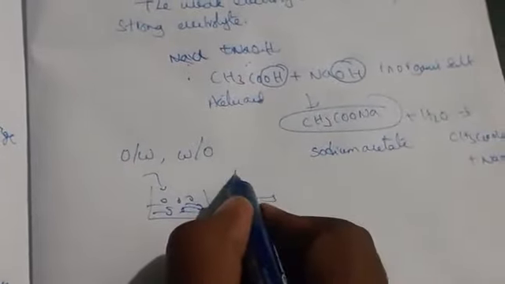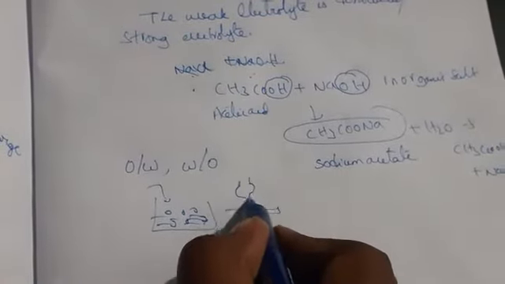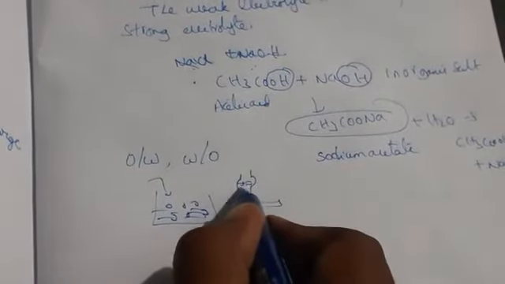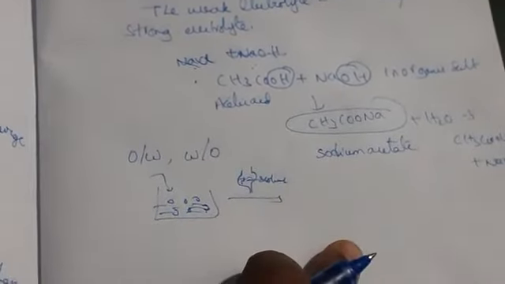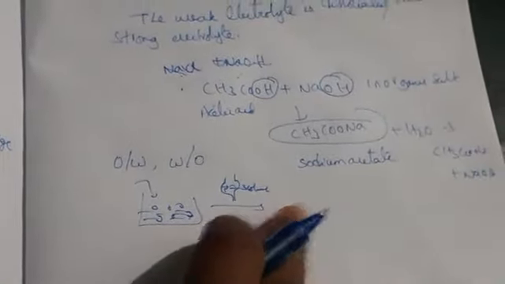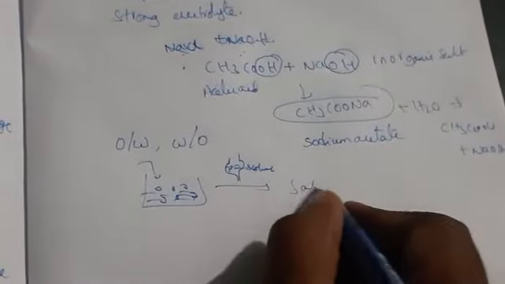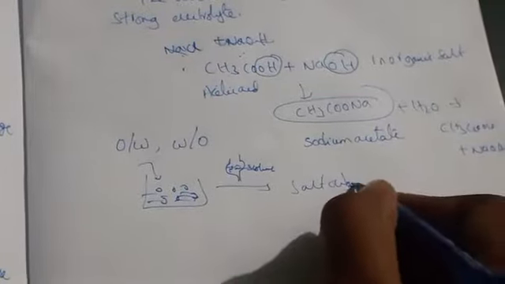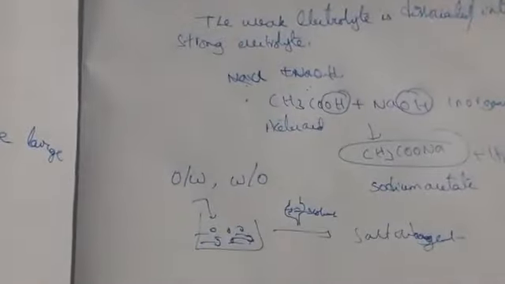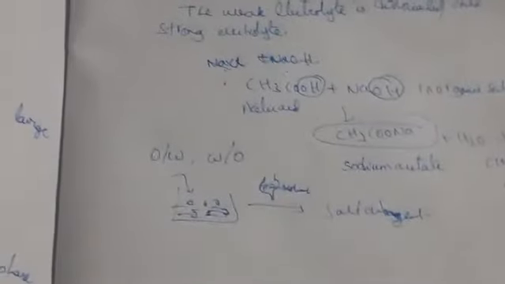So in solvent extraction, what happens when you add solvent? Then what happens when you add this solvent? We are going to separate, and it is forming as a salting out agent. So this is the molecule it is forming. Okay, so this is about the third factor we are discussing.